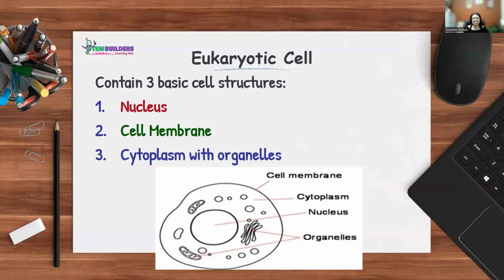All right, so a eukaryotic cell contains three basic cell structures: nucleus, cell membrane, and cytoplasm with organelles. And if you remember these three basic structures, I guarantee you it will be extremely useful when you have to answer those questions about the differences between a plant and animal cell, or the differences between a prokaryote and a eukaryote. Just remember the three basic things. So if it's a eukaryotic cell, it has to have these three things: a nucleus, cell membrane, and the cytoplasm with membrane-bound organelles.